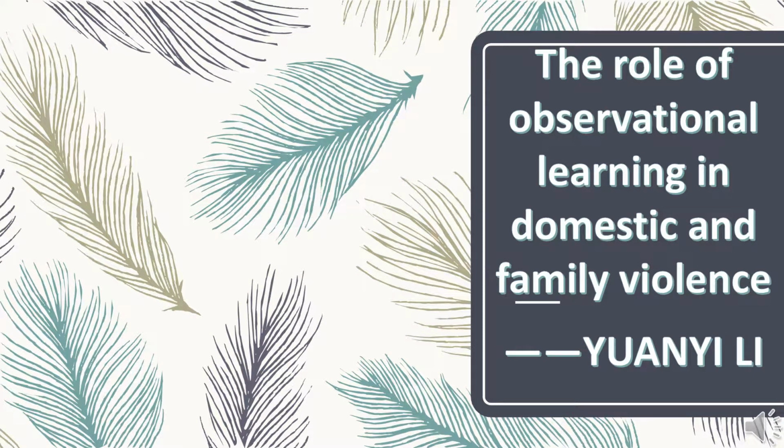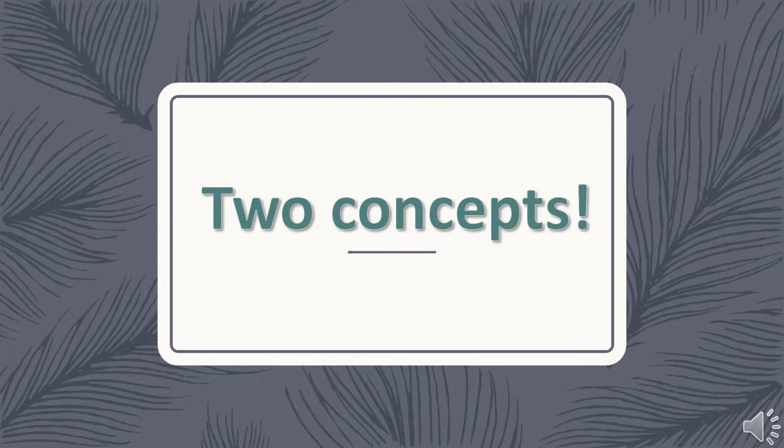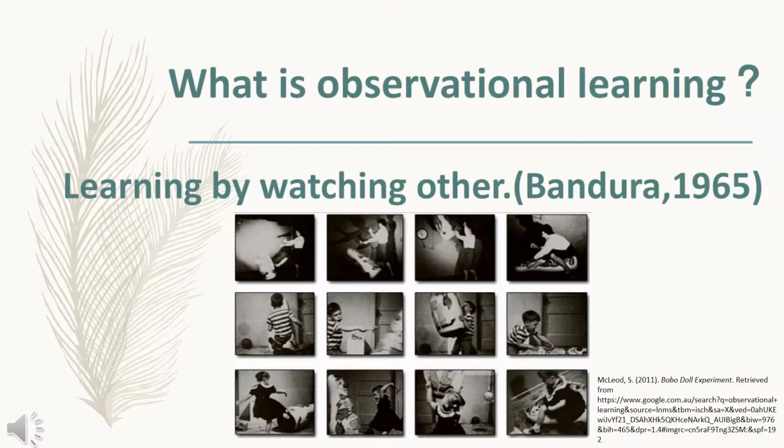The topic I chose is the role of observational learning in domestic and family violence. There are two important concepts in this topic. Let me introduce these two important concepts. The first concept is observational learning, which means learning by watching others.